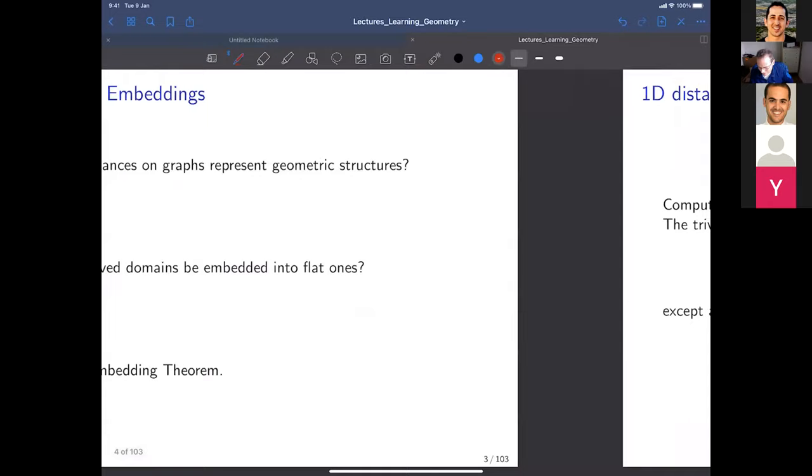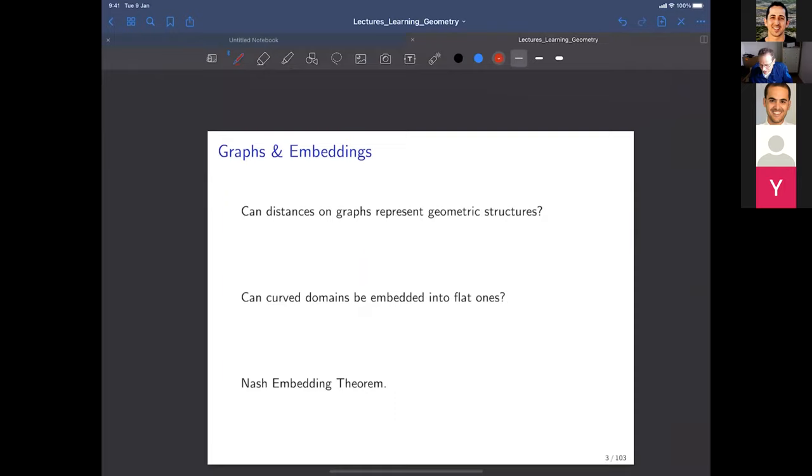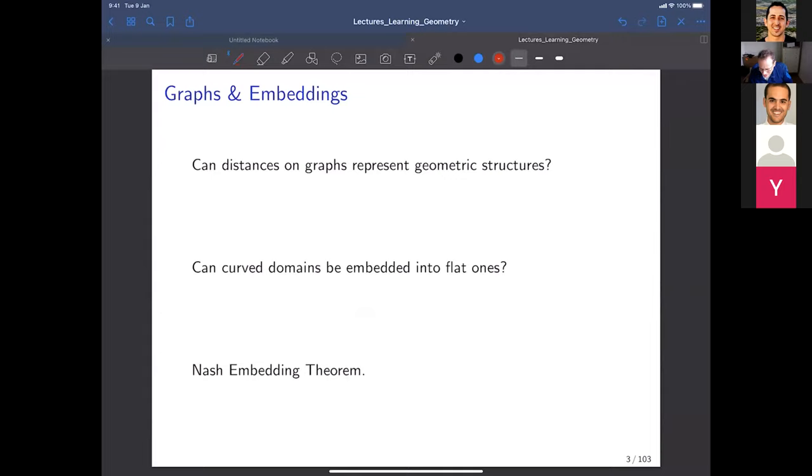Okay, so the question? Yeah, sure. Question? How do you define a curved space? A curved space is any space for which g_ij is not diagonal. Okay, a curved domain, let's do it formally, is something that can be embedded into R^n.